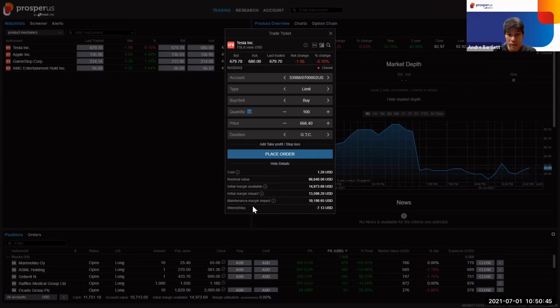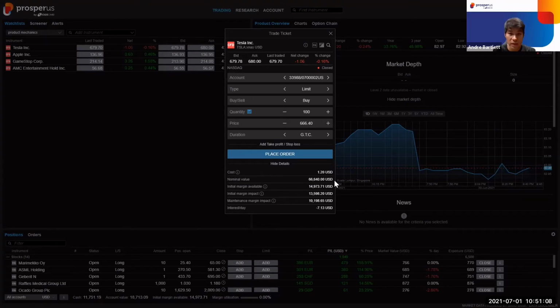So initial margin and maintenance margin. Maintenance margin is what is required for you to hold the position over time. So it's different from initial margin. Initial margin is what you need to place the order. All right, and at the bottom here, you'll see interest per day. That's how much financing you're going to have to pay per day based on a notional value of 66,000.